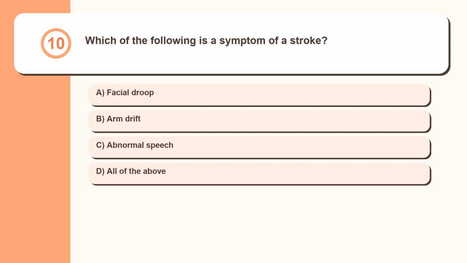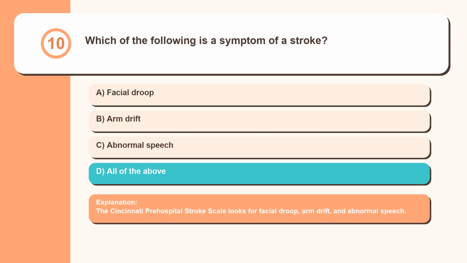Question 10. Which of the following is a symptom of a stroke? Facial droop, arm drift, abnormal speech, all of the above. The Cincinnati Pre-Hospital Stroke Scale looks for facial droop, arm drift, and abnormal speech.